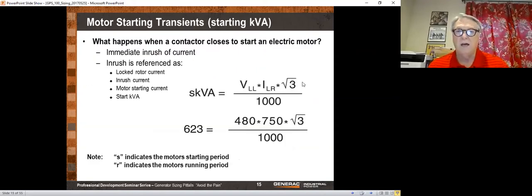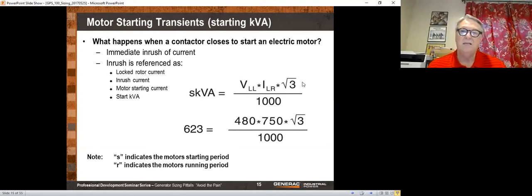Let's do a little calculation here. SkVA is going to stand for starting kVA. So it is kVA, of course, thousands of volt amps. And S means starting. This is when we start our motor. So that's equal to the line-to-line voltage times the locked-rotor current times square root of 3 over 1,000. Of course, that's true for three-phase loads, not for single-phase loads.